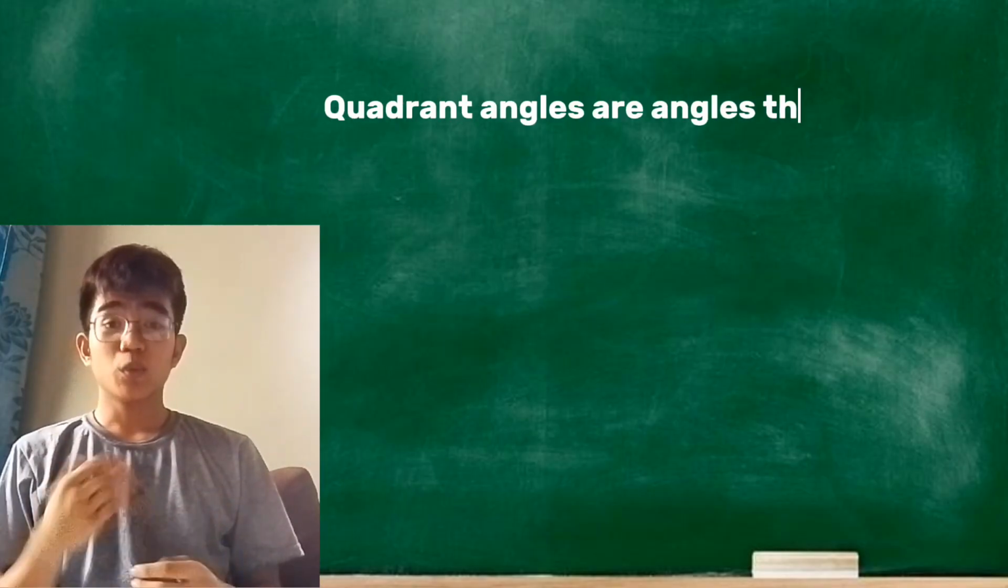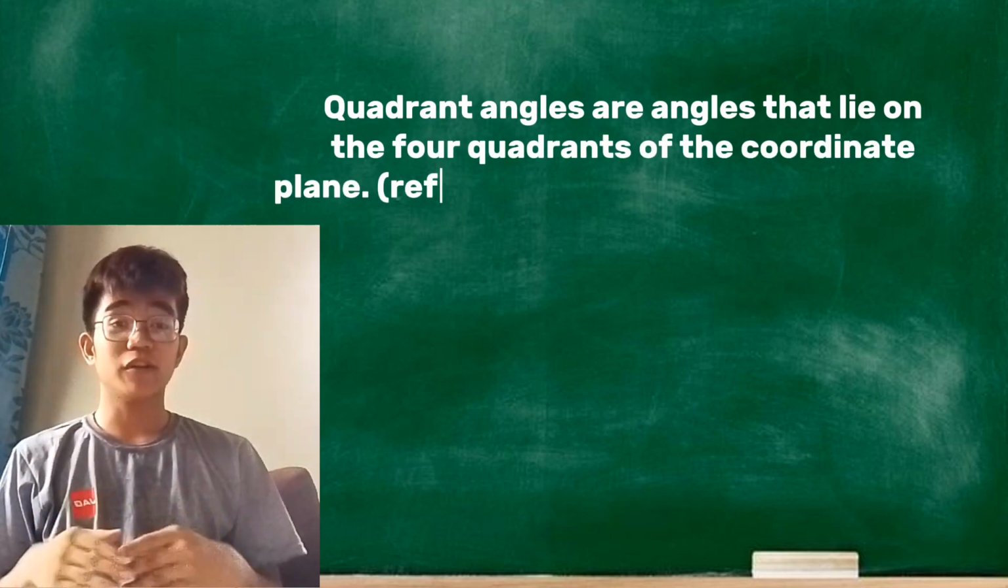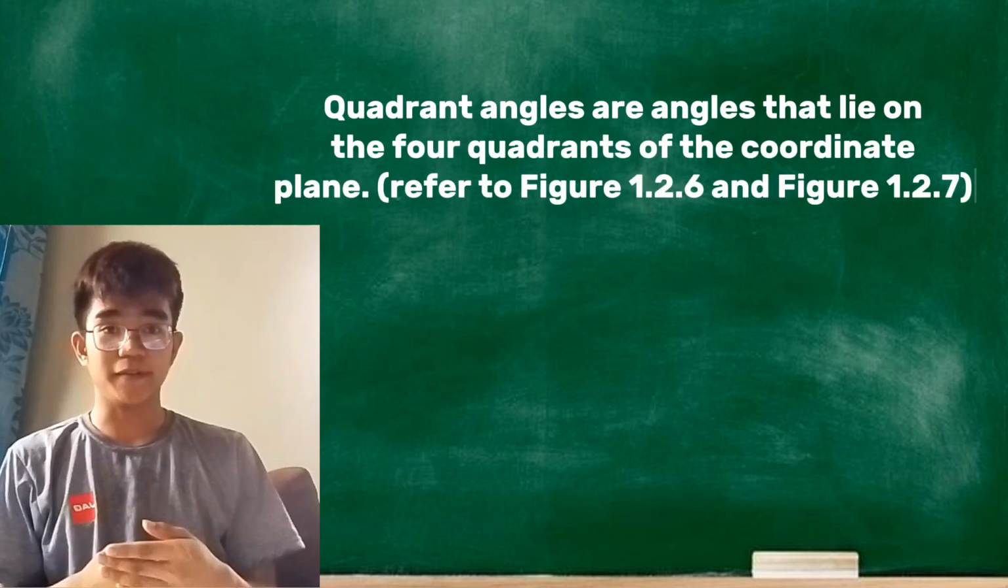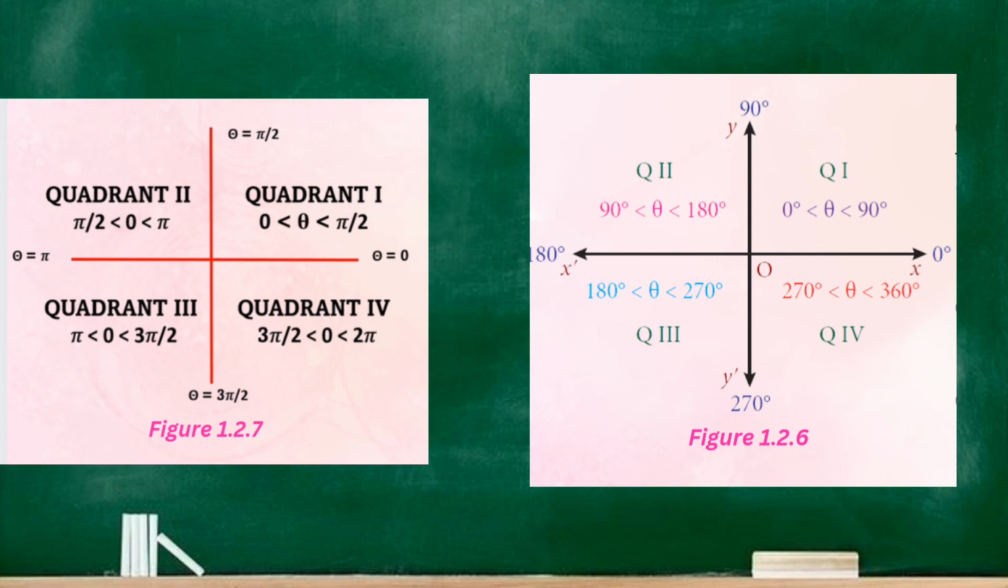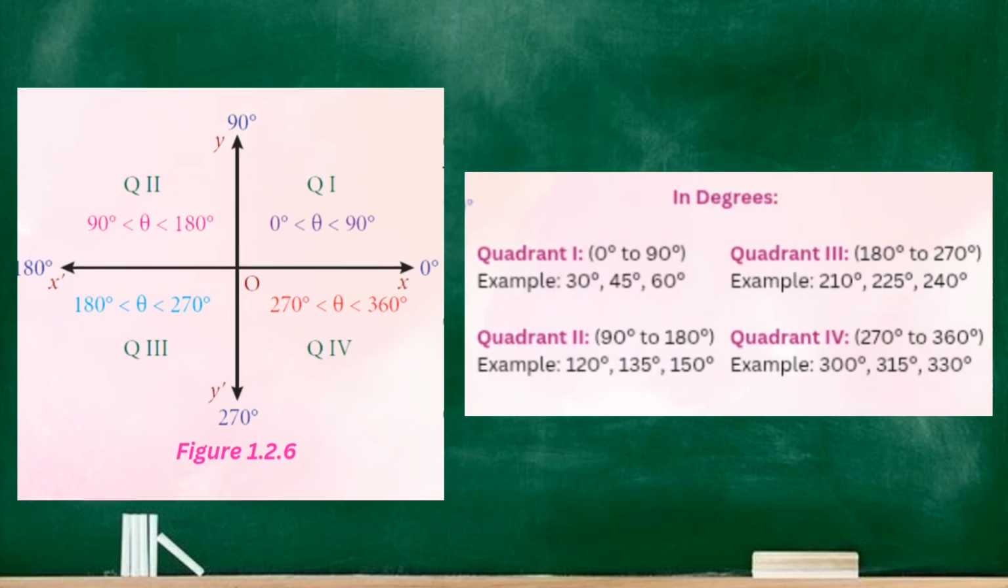Quadrant angles. Quadrant angles are angles that lie in the four quadrants of the coordinate plane. Examples in degrees and radians. In degrees, in quadrant 1, we have 0 degrees to 90 degrees. Examples of this are 30 degrees, 45 degrees, and 60 degrees. In quadrant 2, we have 90 degrees to 180 degrees. Examples of this are 120 degrees, 135 degrees, and 150 degrees.